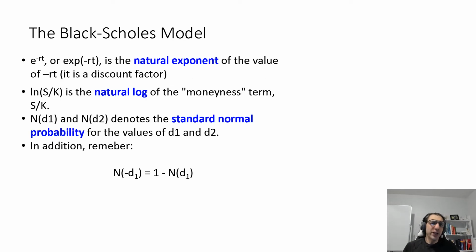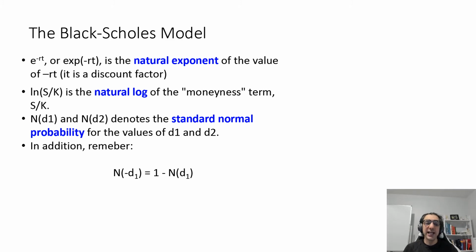Now, let's talk about the components of the call option and the put option. What is e to the power of minus RT? That's the exponential of minus RT. It's much better to use a financial calculator, or those calculators which are equipped with the e to the power of x function, or you can simply use an Excel file to find the exponential of minus RT. And as you see, that's the natural exponent of the value of minus RT, which is actually your discount factor. We talk about R, the risk-free rate, and T, the time to the expiry date. So that's technically your discount factor.